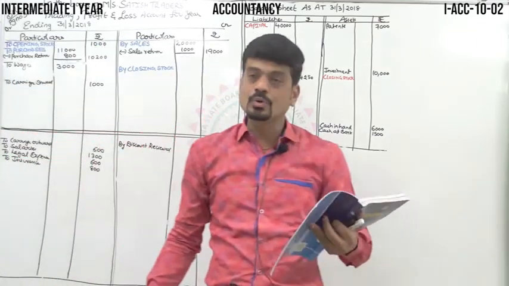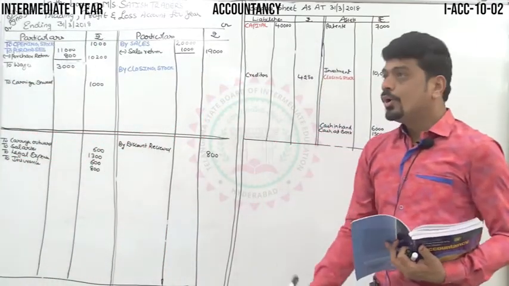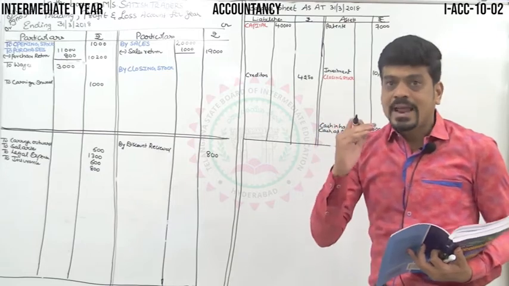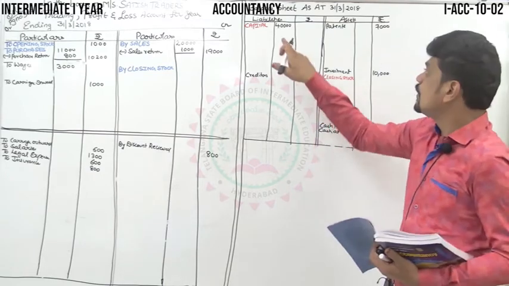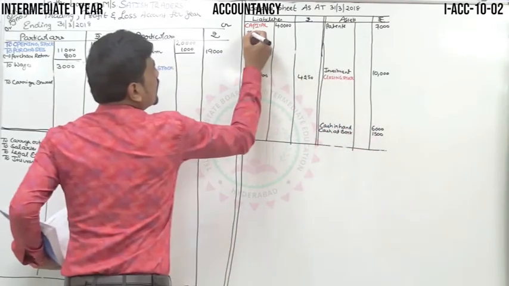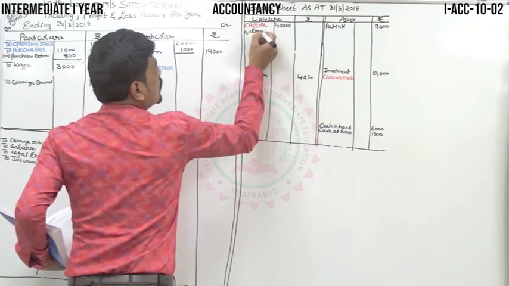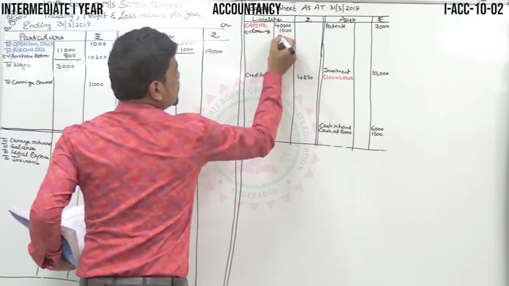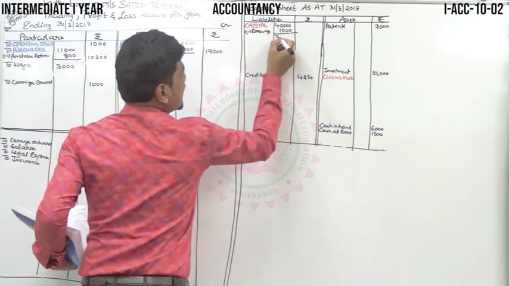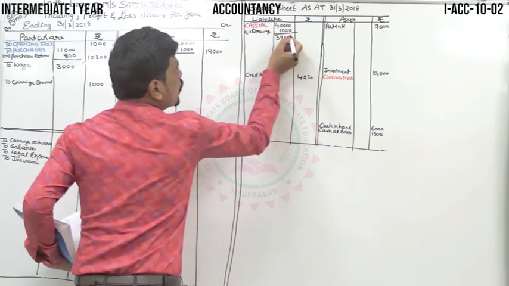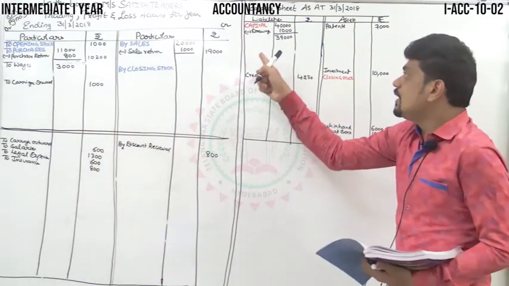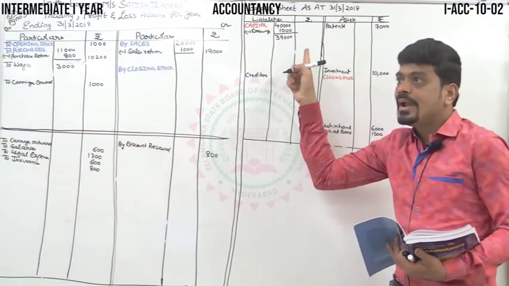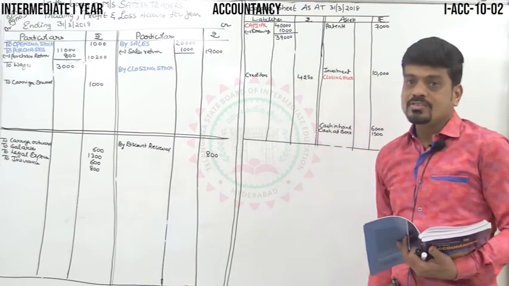Then they gave you drawings. We know drawings should be subtracted from capital. So we'll go to capital, minus drawings. How much? 1,000 rupees. We'll subtract immediately and keep the balance in the inner column. Capital will not go in the outer column till we add net profit or subtract net loss here.